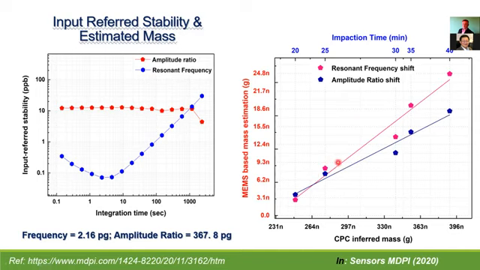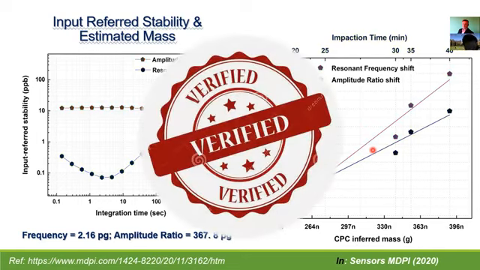which is then compared with the mass indirectly estimated based on the condensation particle counter, which is used as the reference instrument. There are deviations based on the mass, which is calculated for frequency shift and amplitude ratio shift. And these deviations could be because of the spatial sensitivity issues associated with the MEMS resonator, and can also be because of the non-uniform deposition of the soot particles on the resonator surface. But the input referred stability, which is the minimum mass which can be estimated based on the frequency shift output metric and the amplitude ratio shift output metric, is verified for this experiment.